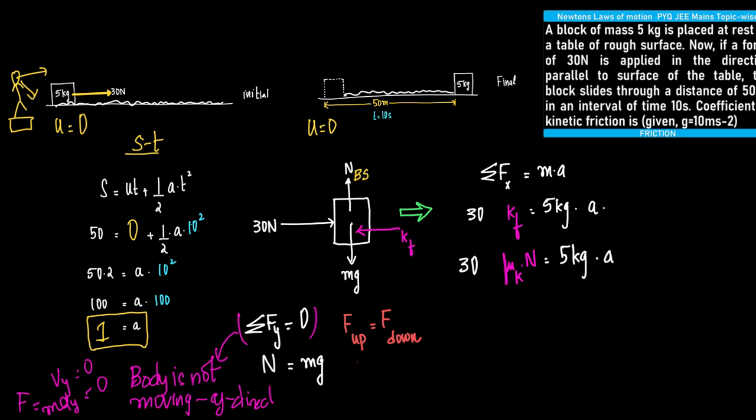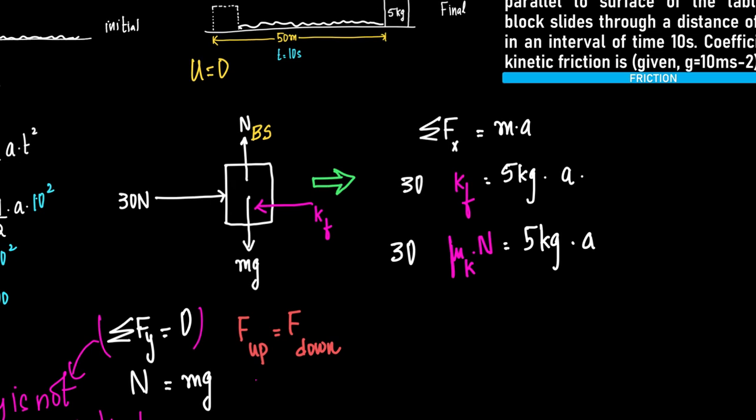Now, what is sigma Fx equal to? Sigma Fx is equal to ma. How many forces are acting in the x direction? In the x direction, there are two forces. One is the 30 Newton force, and the other is the kinetic friction. How do you identify the signs of them? What we need to understand is the overall direction of motion. The net direction of motion is towards the right, because the body is moving towards the right.